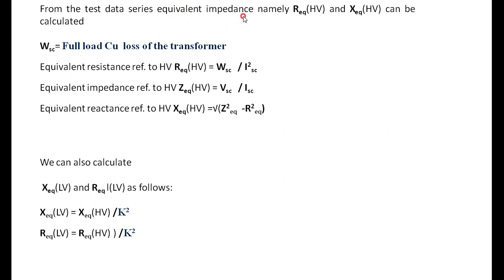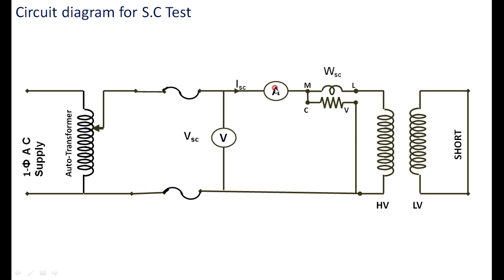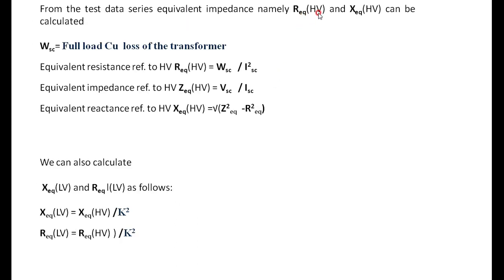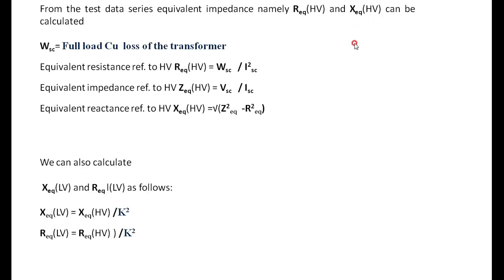From the test data, we calculate the series equivalent resistance and reactance. Because all our meters are connected on the HV side, I am representing these as R equivalent referred to the HV side and X equivalent referred to the HV side. We know that the wattmeter reading gives the full load copper loss of the transformer under the short circuit test. Therefore, to calculate the resistance, we know that the copper loss W is equal to I square into R. Here W is WSC, and R means R equivalent, referred to the HV side.